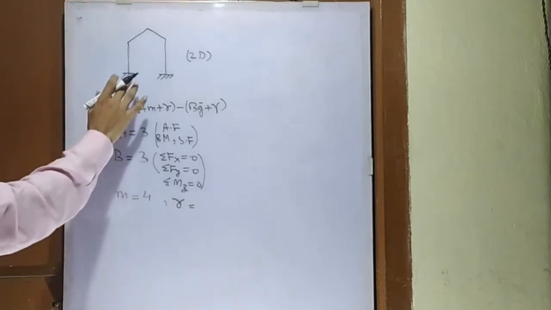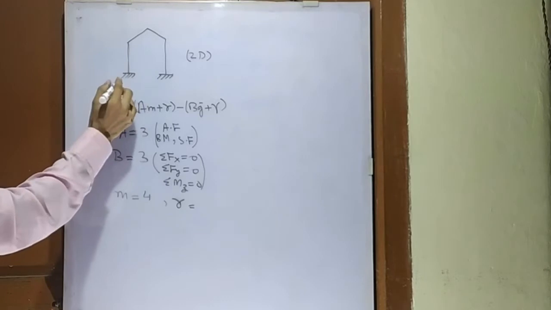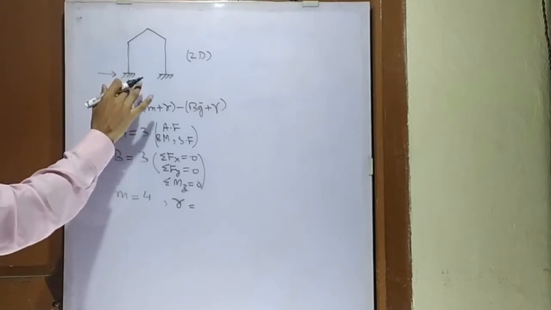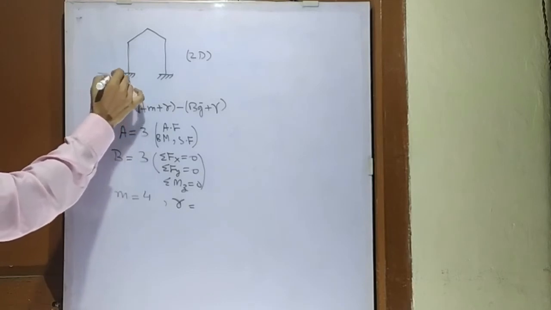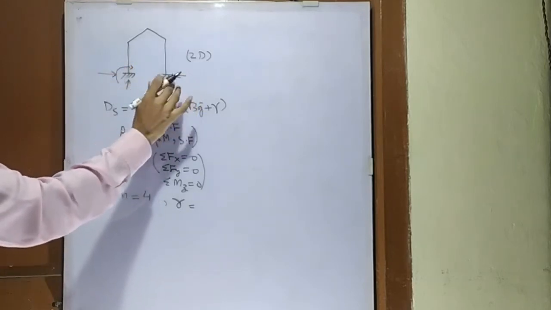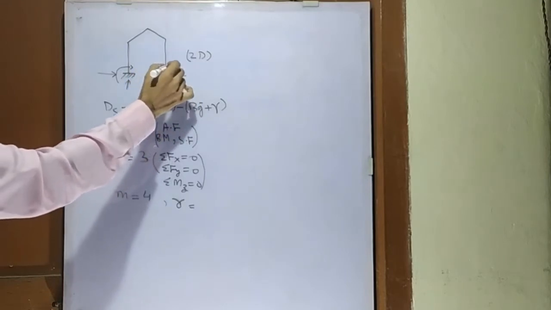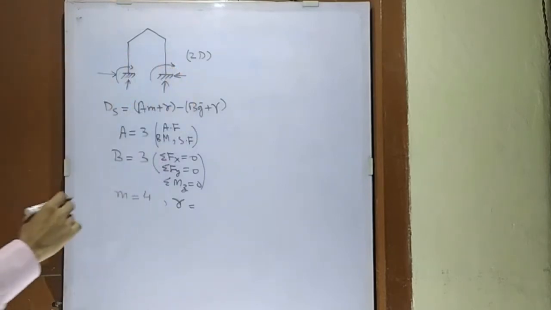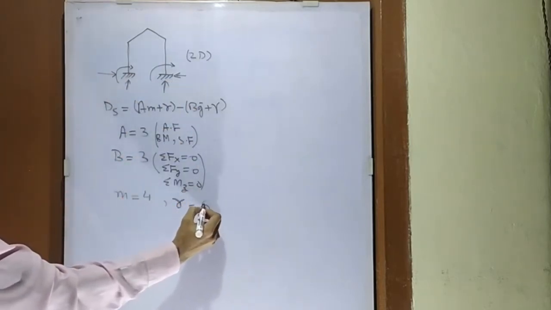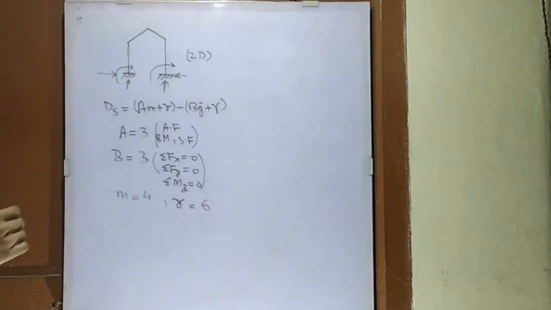Now let us count. There are 2 fixed supports. So at each fixed support there will be 3 reactions, one in the vertical direction, one in the horizontal direction and the other is a moment. So one horizontal, one vertical and the other one is a moment. So the number of reactions is 3 plus 3, it comes out to be 6. The number of reactions is 6.